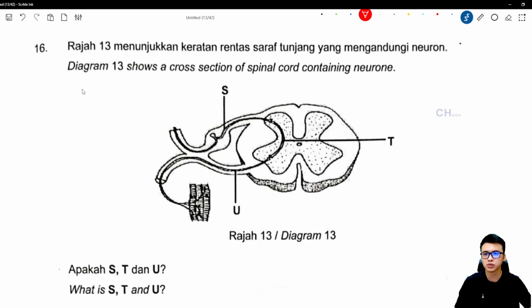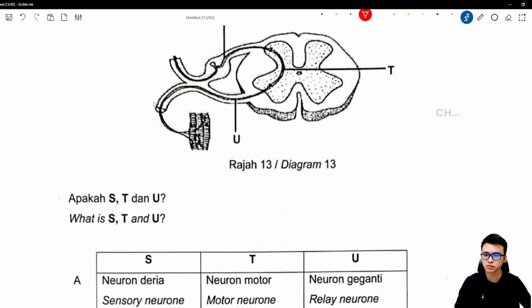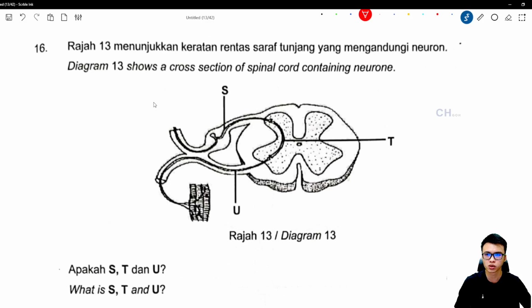Question 16. Diagram 13 shows a cross-section of a spinal cord containing the neurons. What is S, T, and U? S is the sensory neuron, T is the relay neuron, U will be the motor neuron. How do I know that? Because for S, you can see there's a cell body in the middle. Can you see that or not? This is the cell body. The cell body is in the middle. And then U is connected to the effector. When it's connected to the effector, this must be the motor neuron.